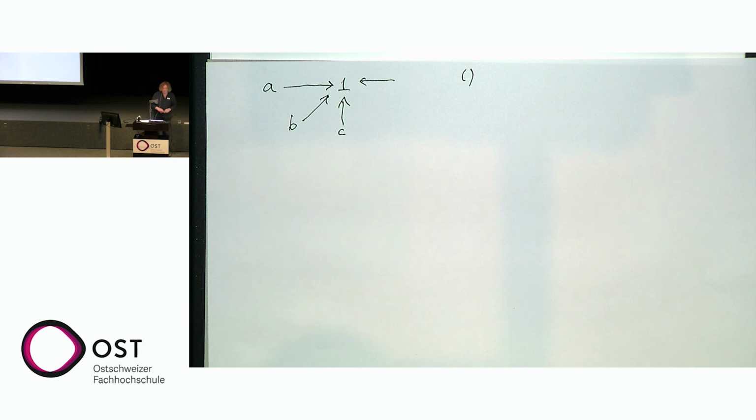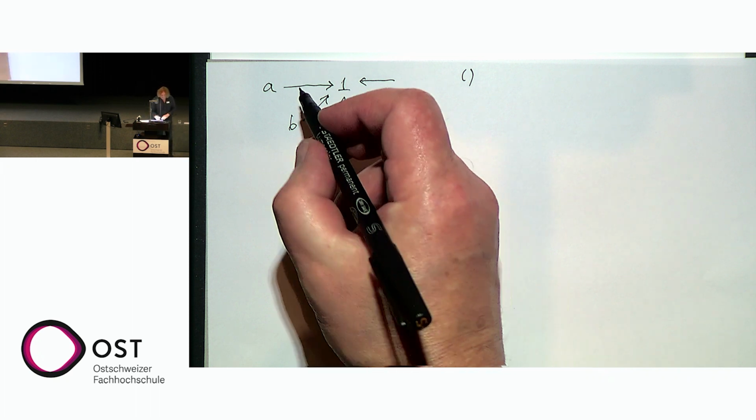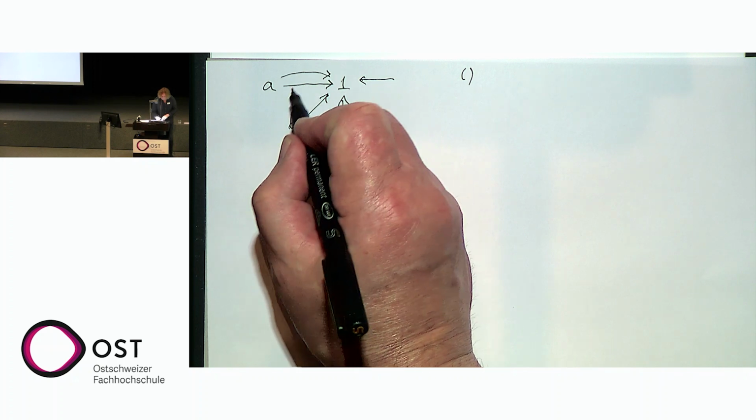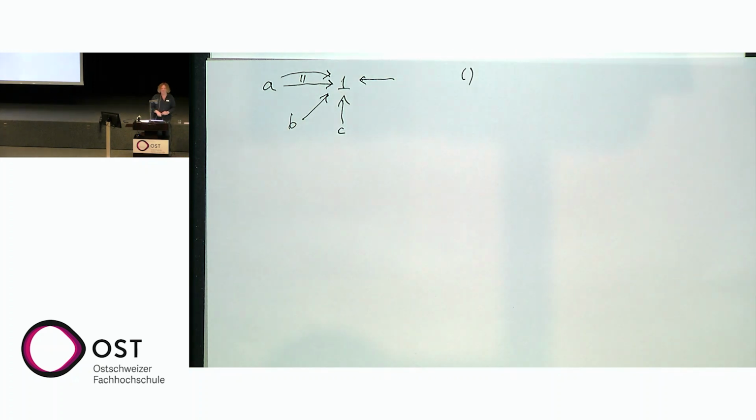What does it mean that the arrow is unique? It means that if there is any other arrow from A to 1, then it has to be equal to that arrow. That's the definition, right? So there can be only one.